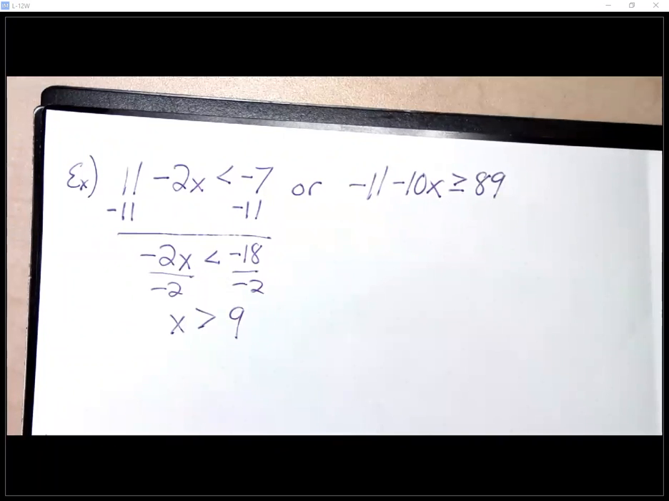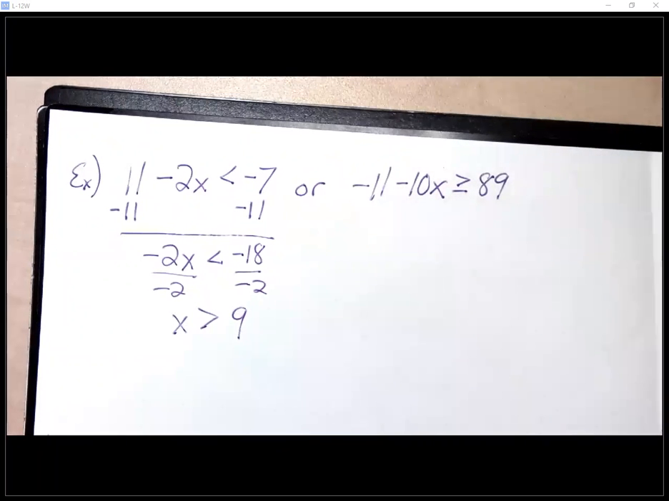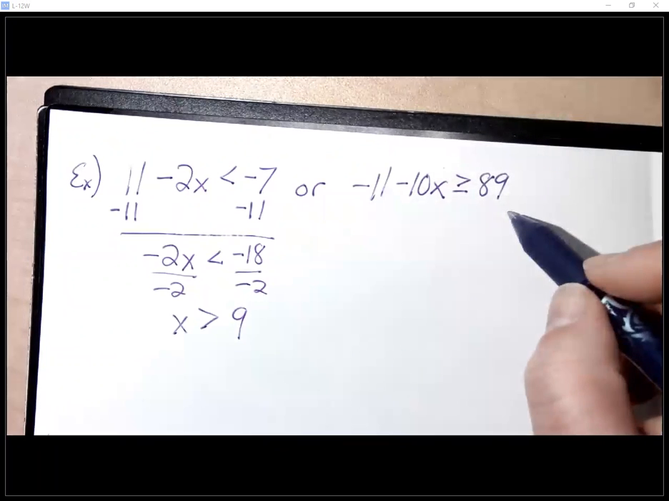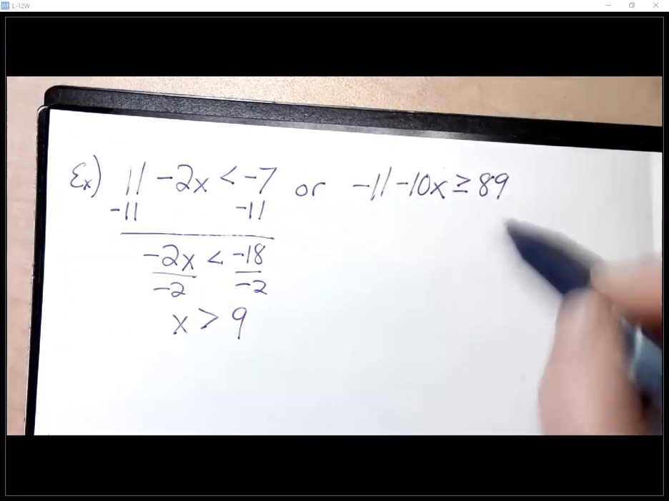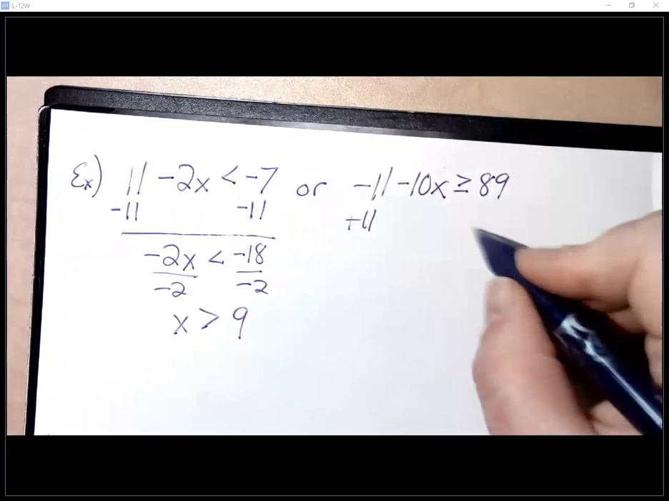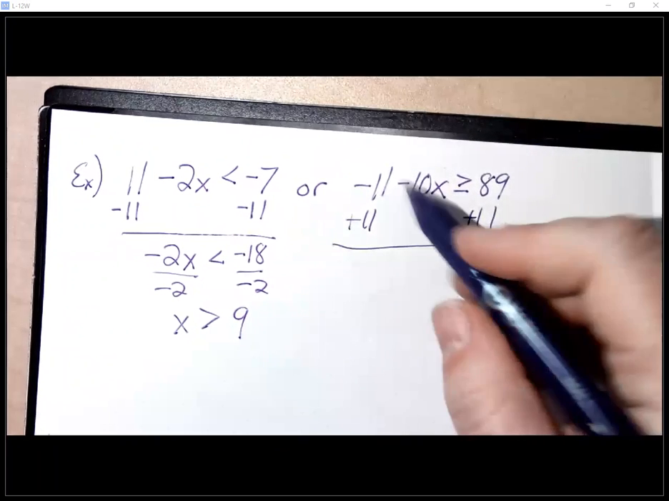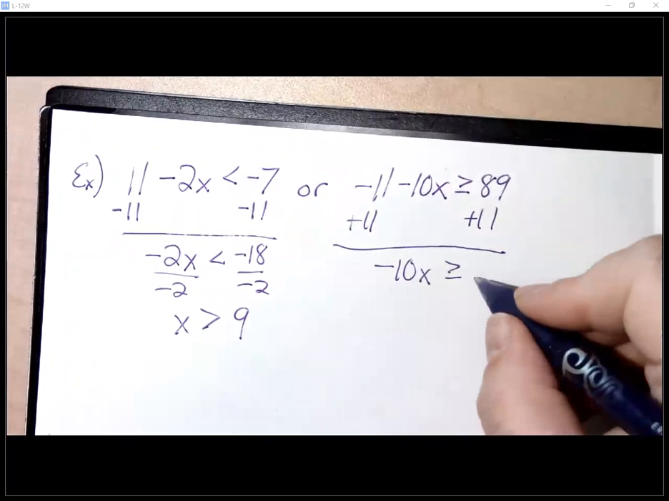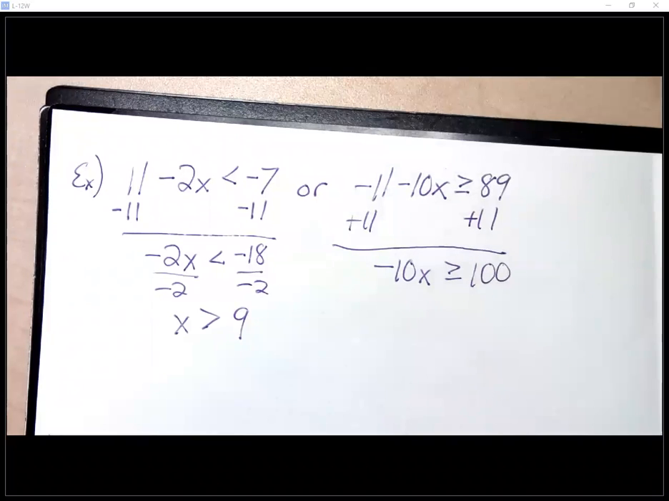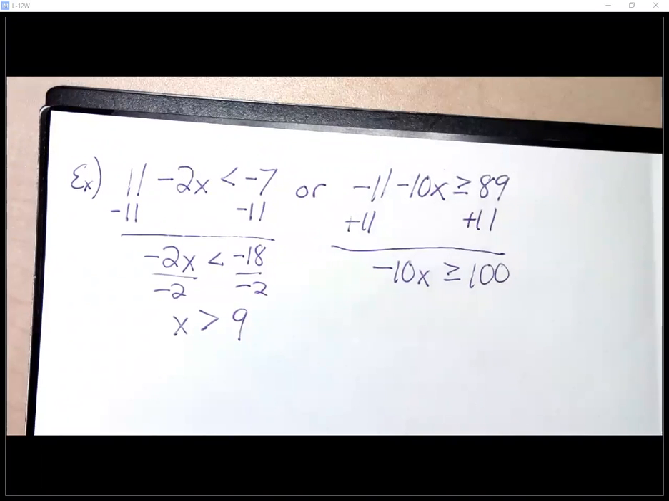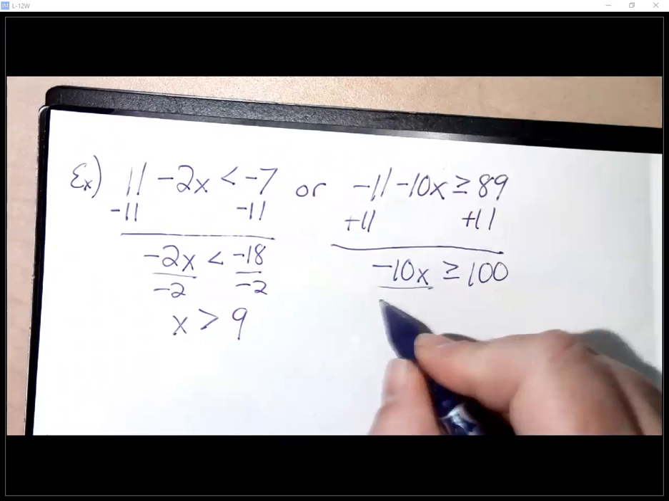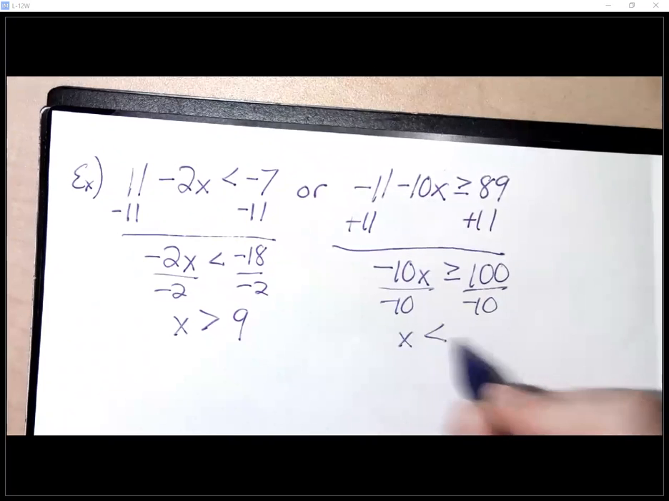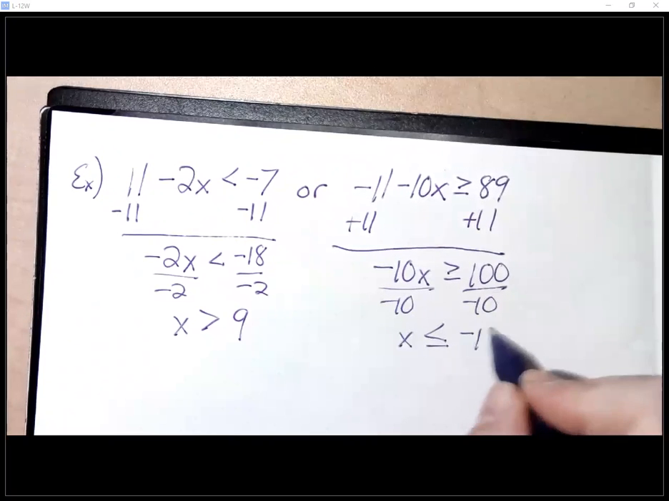Now I got to come over here and I basically do the same thing over here. I'm just going to start with my very first step on this one. Add the 11, right? Because this time that 11 is negative. So I'm going to add it to both sides. And that gets me, what's that, 100? And now I can divide both sides by -10. And again, I'm dividing by a negative, so that symbol's got to flip. Make sure you bring down the word or.